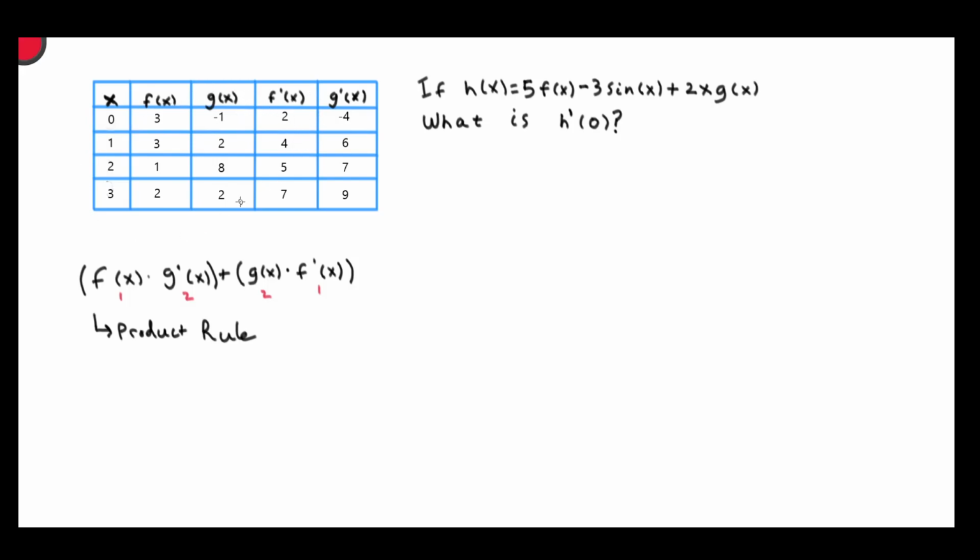Sometimes you're given a table of values like what you see here. You have to interpret these values and plug them into a function that's given. So in this case, we have a function h of x, and we need to find the derivative of that function when x is equal to 0.